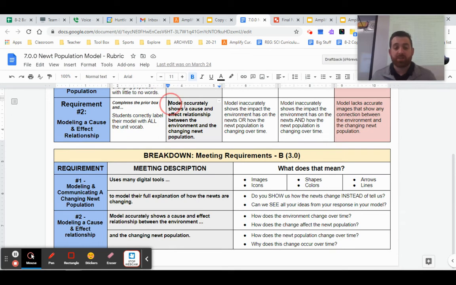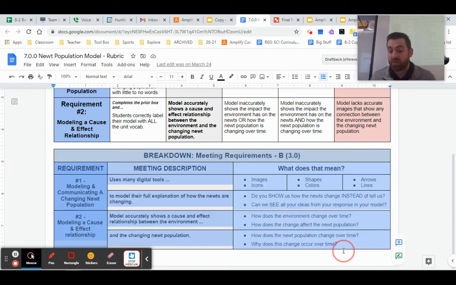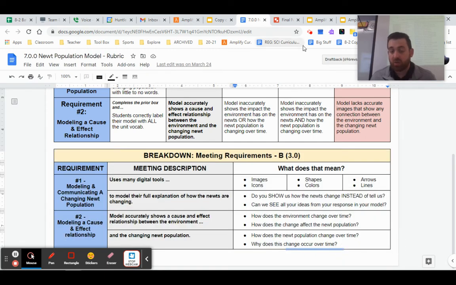Model accurately explains and shows a cause and effect relationship between the environment and the changing newt population. So let's take a look at what that means. Model accurately shows a cause and effect relationship between the environment. Does it explain and show how the environment changes over time? How does that change affect the newts? And the changing newt population. How does the newt population change over time, and why does this change occur? Well, let's take a look.